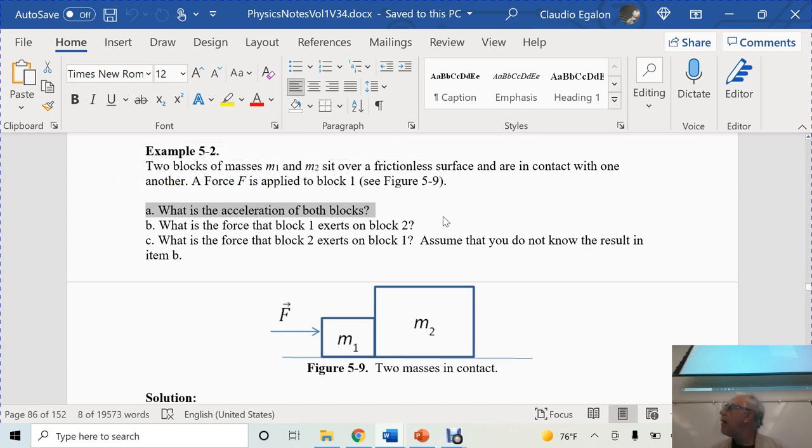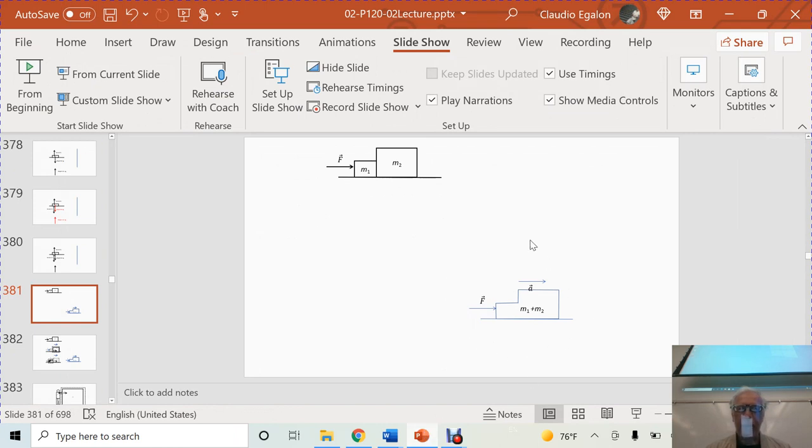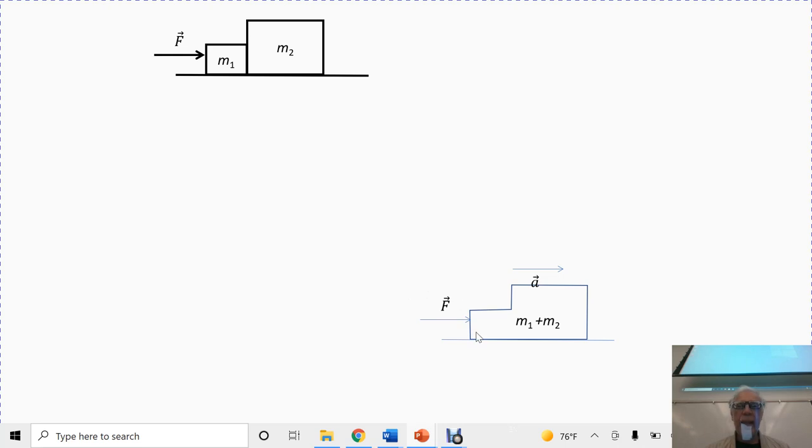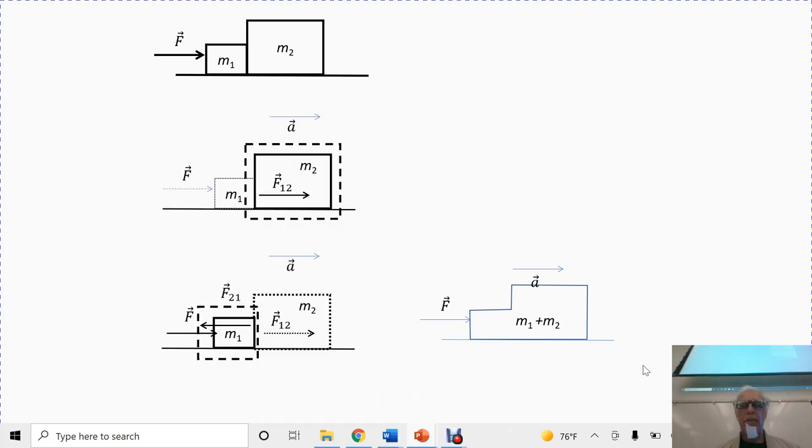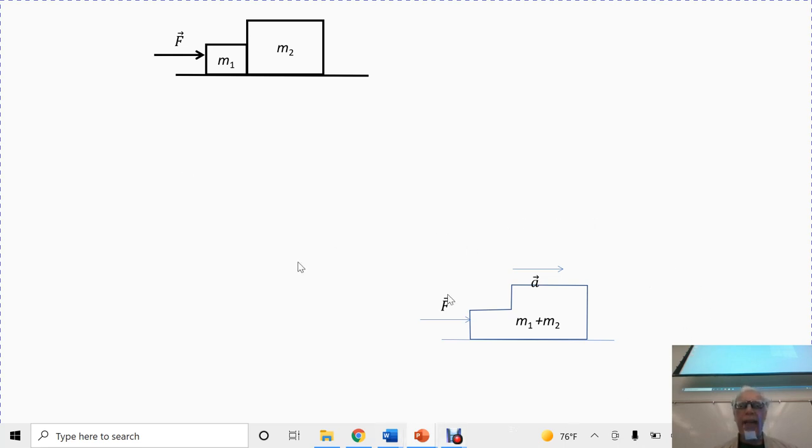Try to solve that by using what we call a free body diagram. I'm going to show you the free body diagram right in here. I am considering those two blocks as though they behave as a single one, and as a single one, their net mass is going to be M1 plus M2. Can you do that? You do not have to use Newton's third law in this case, or you can if you want to.